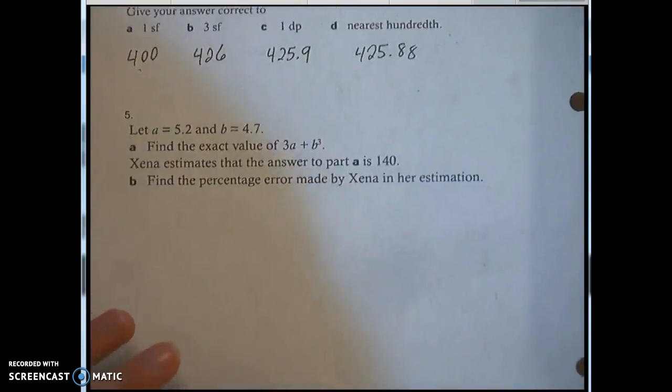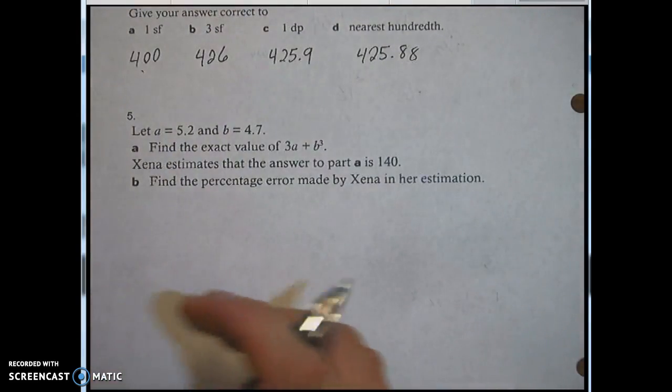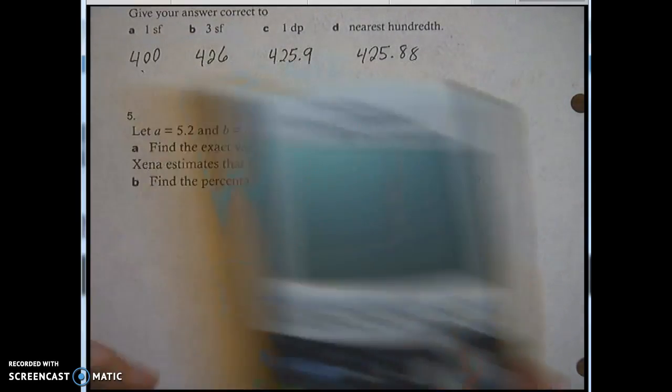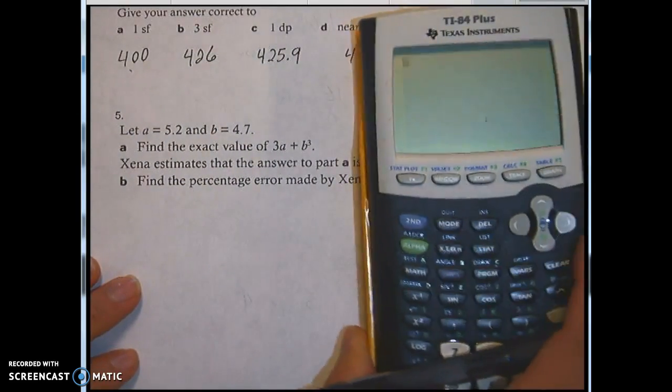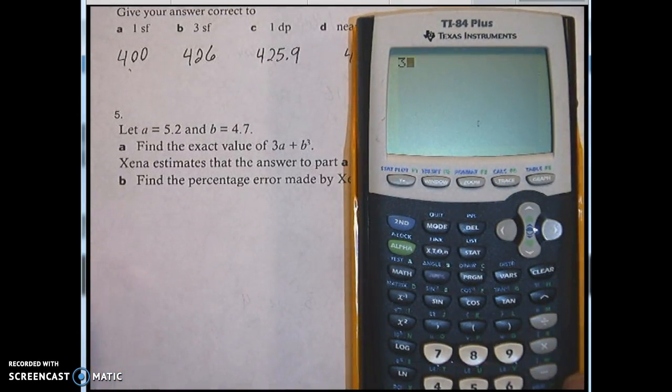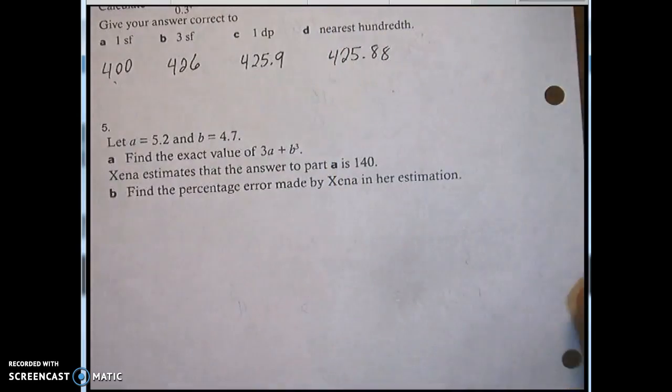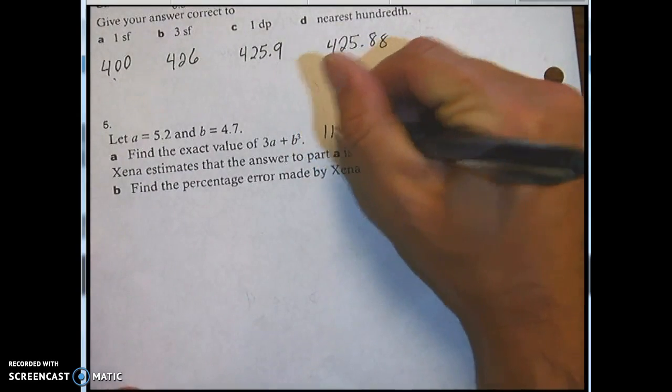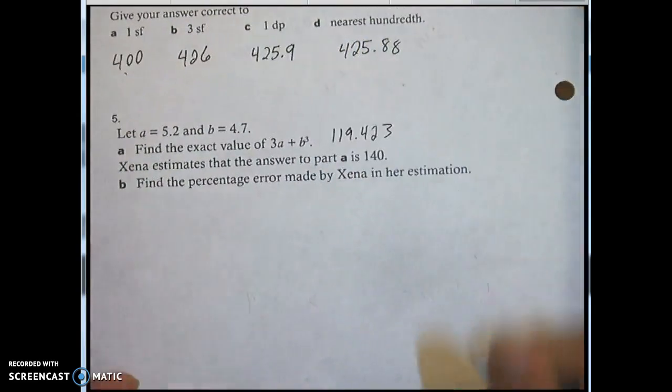Alright, last one, then this video is over. Let A equal 5.2 and B equals 4.7. Find the exact value of 3 times A plus B to the third power. So 3 times A is 3 times 5.2 plus 4.7 raised to the third power. So the exact value of that is 119.423. I'm just going to write that down. 119.423.